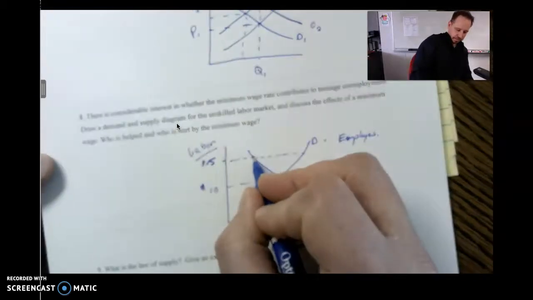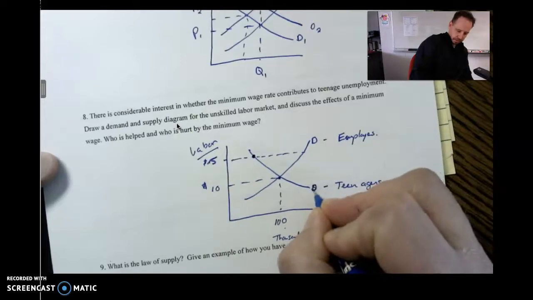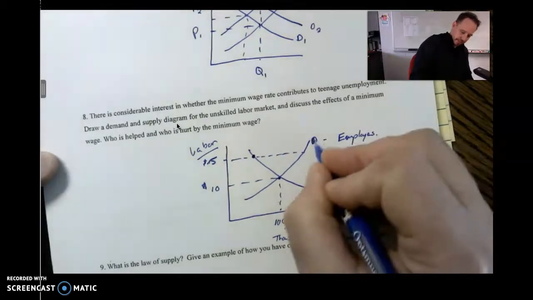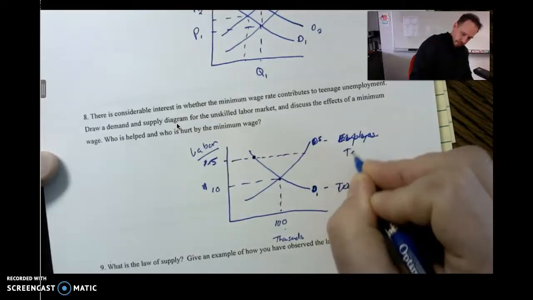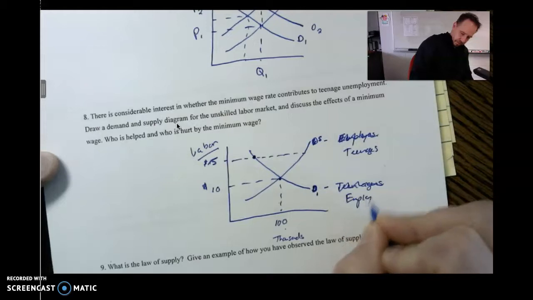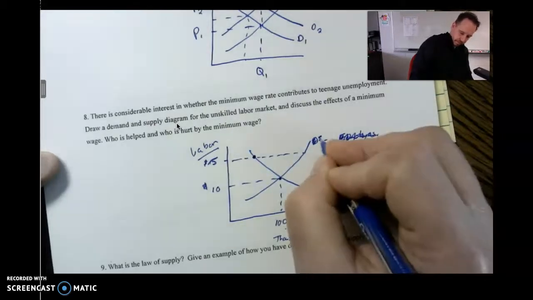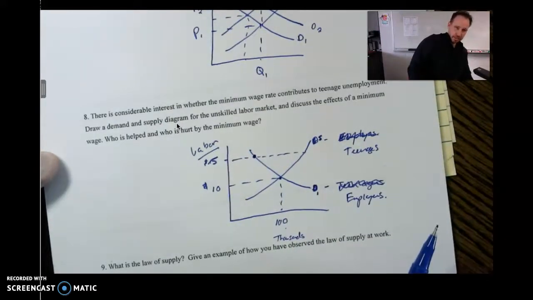Well, oops, I got these backwards. My bad. It's the end of the day. Sorry. Here's your demand curve. This is your supply curve. So I'm going to flip these around. Teenagers and employers. So now this will make a little bit more sense. Sorry for those of you at home, a little confused.